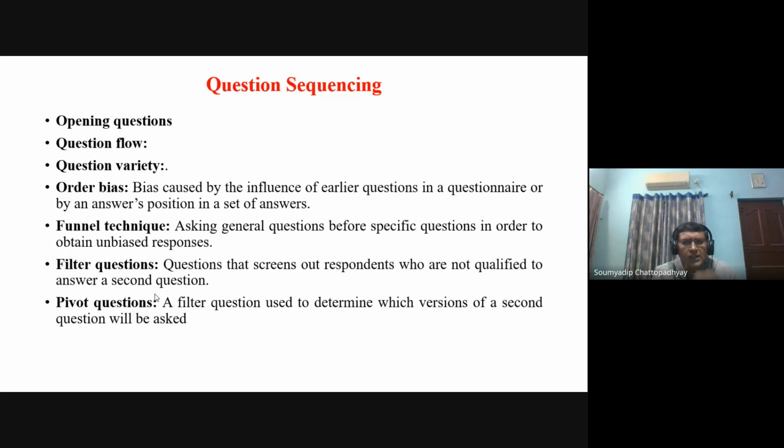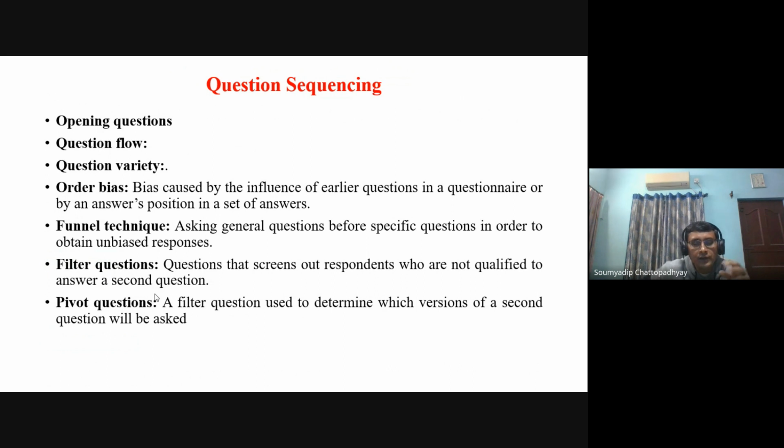After this, there is another important aspect which is known as the question sequence. This is very important. Now, opening questions and question flow. For example, it is not at all desirable to start by asking what your annual family income is. If your first question is related to this, then definitely it is not going to work.